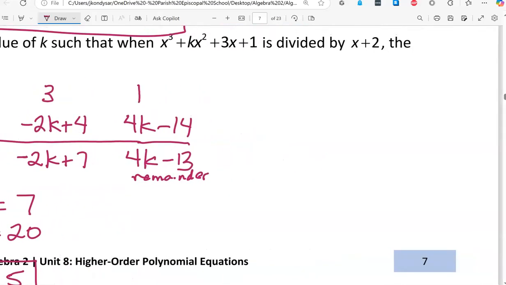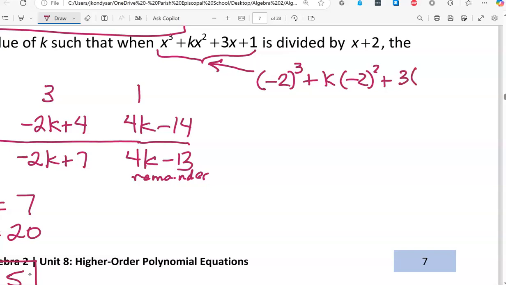There is a second way that we can work this one, and that way would be using the remainder theorem. You might like this way a little bit better. So if I use the remainder theorem, the remainder when dividing by x plus 2 is the same as the value of this polynomial when x is replaced by negative 2. So negative 2 cubed plus k times negative 2 squared plus 3 times negative 2 plus 1.